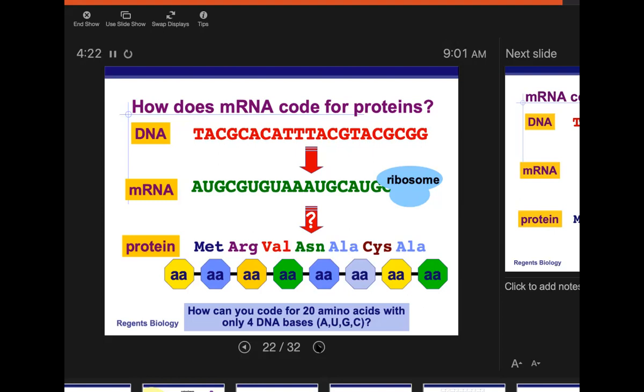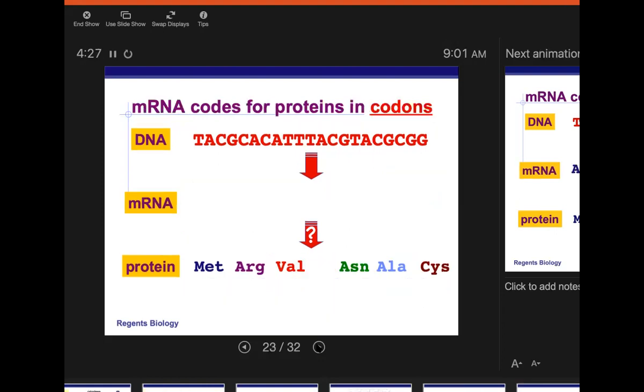So it turns out that mRNA actually codes for proteins in what we call codons. Now, a codon is just a sequence of 3 nucleotides. So every 3 nucleotides codes for 1 amino acid. If I start with the DNA, and now I've created my mRNA.